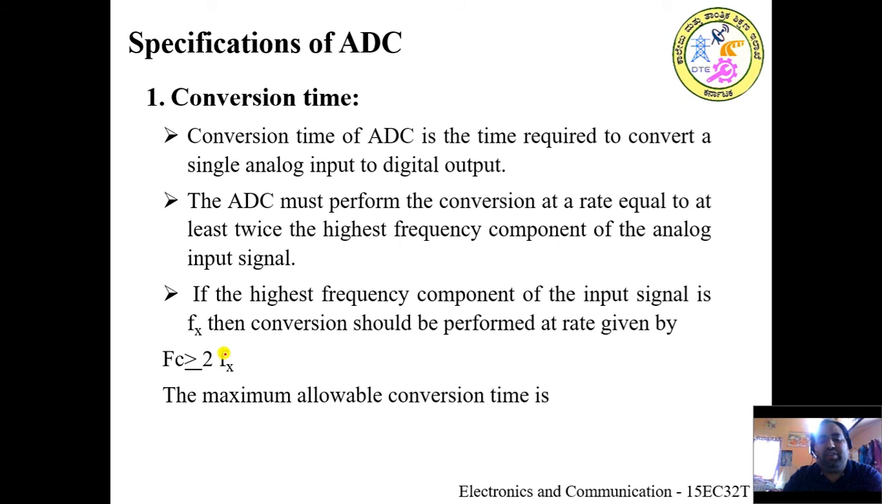And as we know, since time and frequency are reciprocal to each other, with the minimum frequency fc, the maximum allowable conversion time is obviously 1 over fc. So tc max will be equal to 1 over fc minimum. So fc, as you already know, is twice the fx, which can be given as 1 over 2 times fx. This is the maximum allowable conversion time for an ADC.